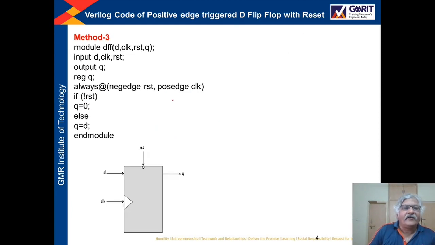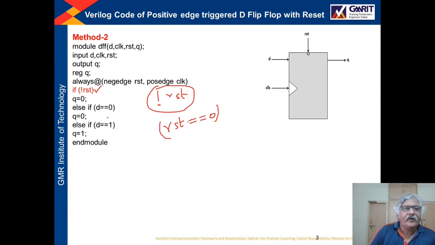Now method third. In method third, everything is the same: module, input, output, reg, always, everything is the same. And if RST, negate RST, then this condition is the same. Else, now in place of writing these two statements, right?